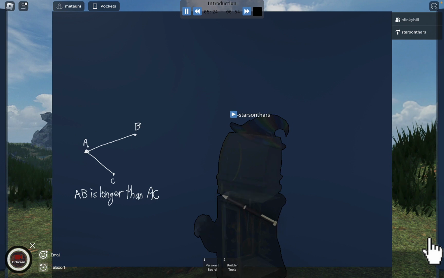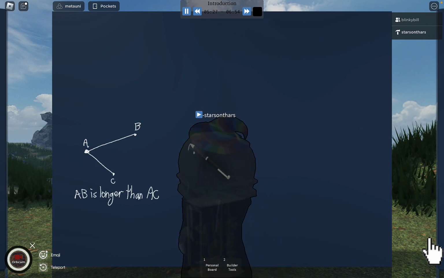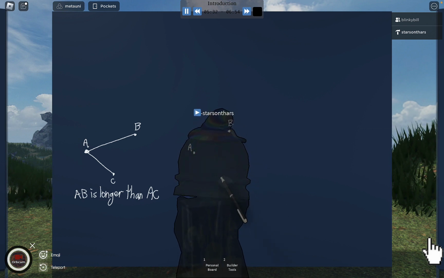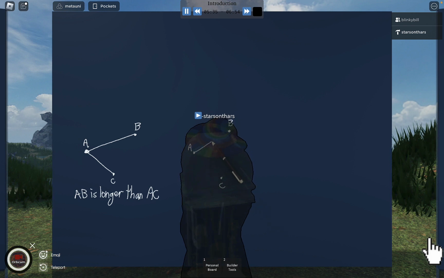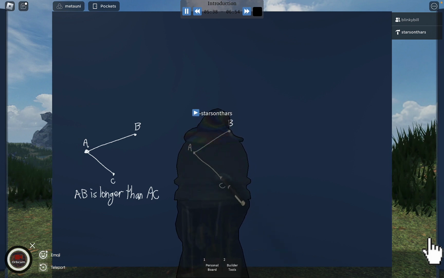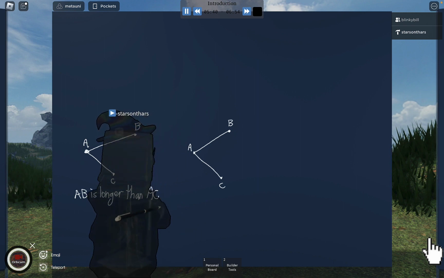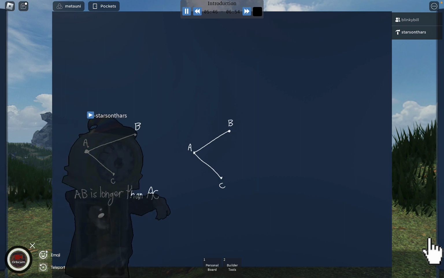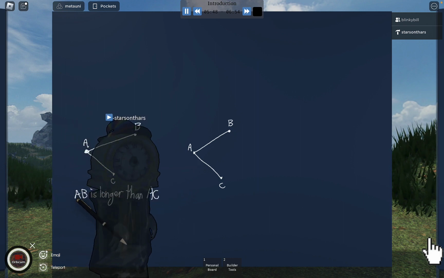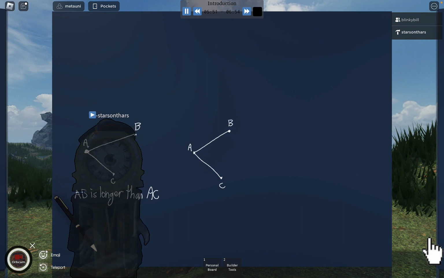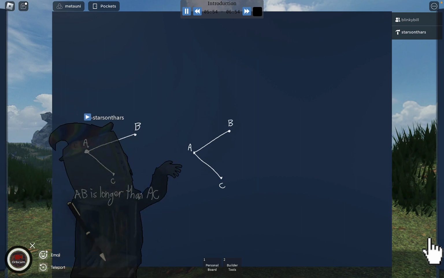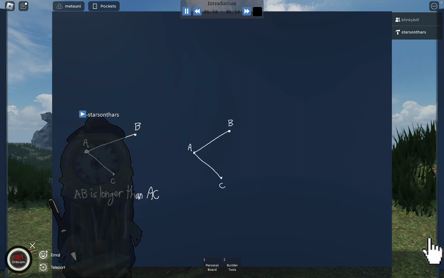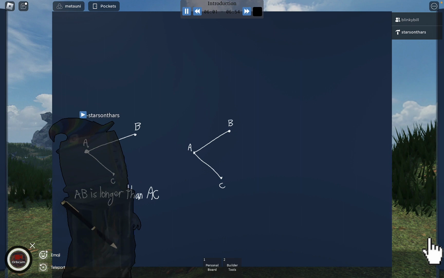But let's try something a little less straightforward. Here's A, here's B, here's C. Now, which one is longer? Well, if you come up close to the board and get a good look at it, you'll probably still be able to figure out which one is longer, but you get the idea. I can draw these close enough so that it's no longer something you can just eyeball. It will be actually a problem you need to work out.